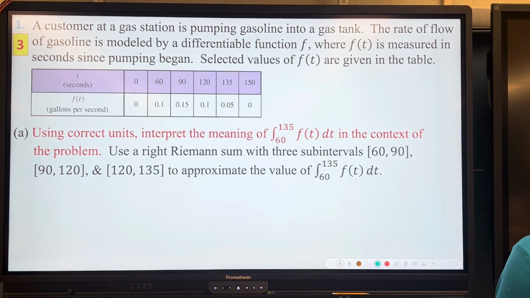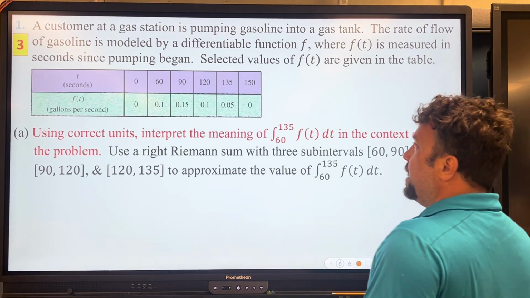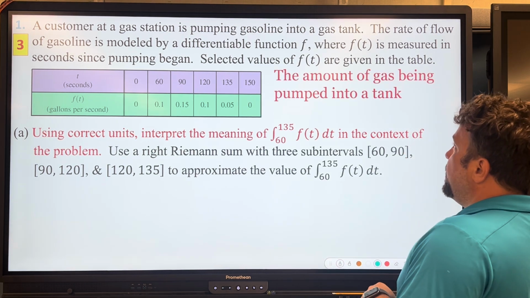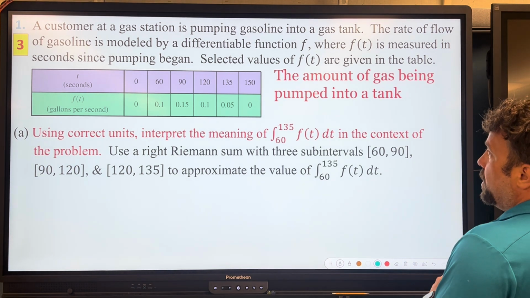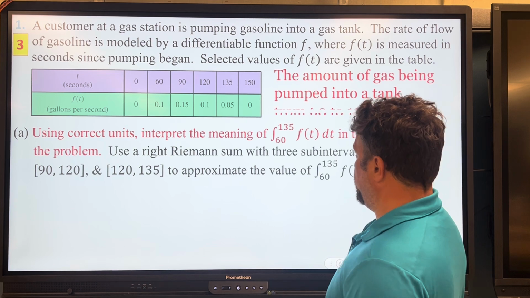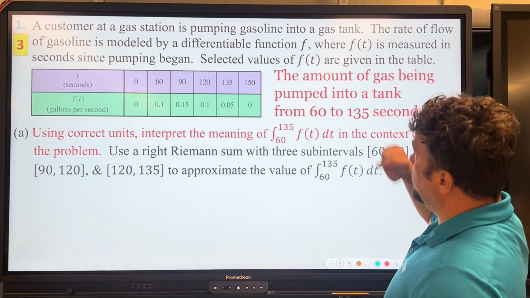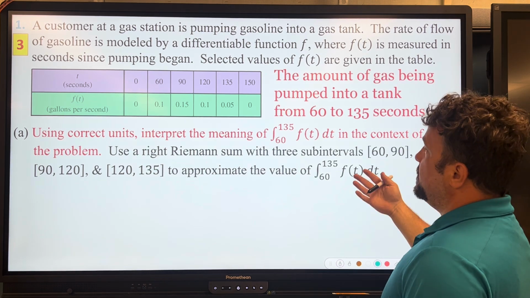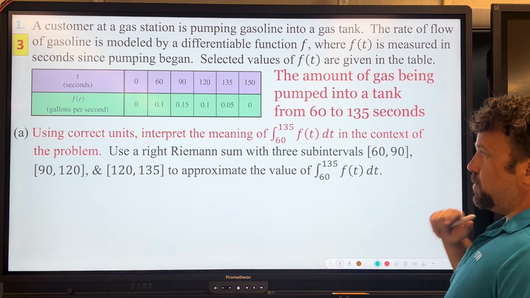All right, so here we go. First thing you need to know is your t in seconds. That is going to be your delta x pretty much. And your f of t is going to be the inside of the stuff that you are subtracting as well. The amount of gas being pumped into the tank is what we're actually looking for, and that is very important. It's going to be from 60 to 135 seconds. So that's telling us what we're looking for: how much gas is being put into the tank from 60 seconds to 135 seconds. That is the first part of the question.